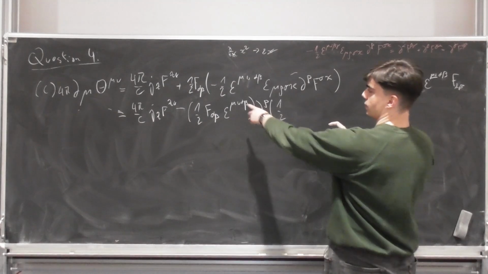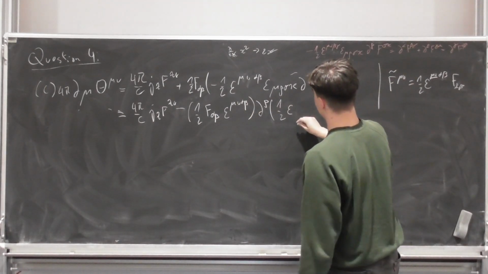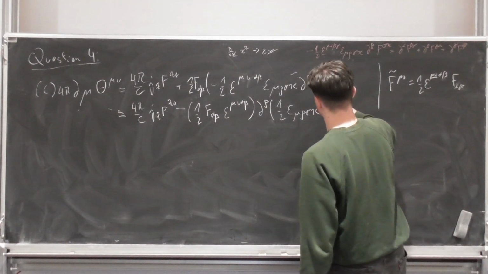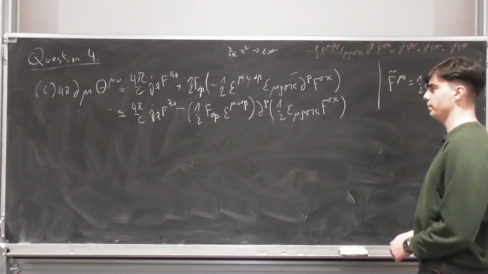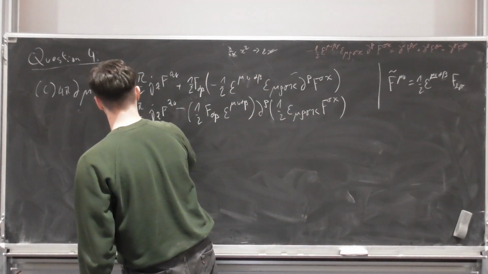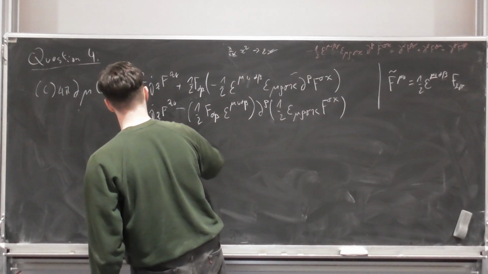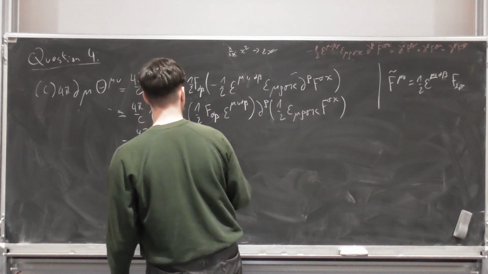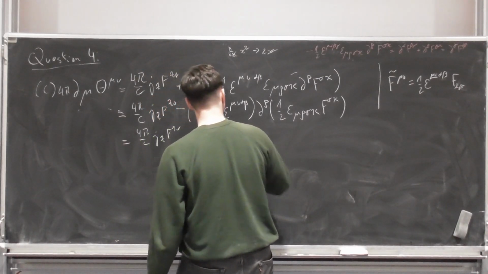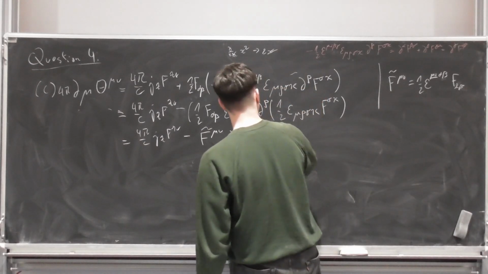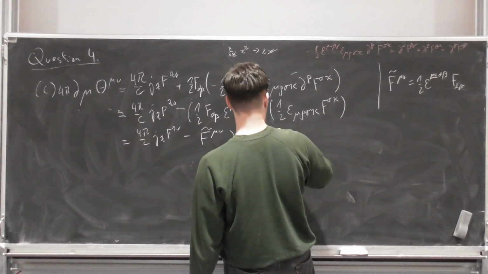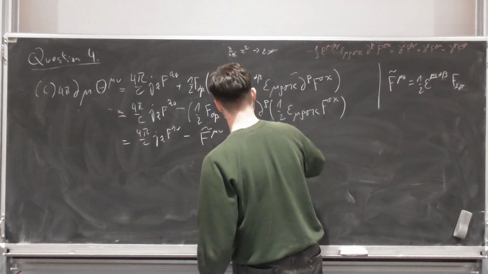1/2, and we're left with epsilon mu rho sigma kappa f sigma kappa. And here we just have two f tildes basically. So 4 pi over c j lambda f lambda nu minus f tilde mu nu d rho of f tilde mu lower rho.